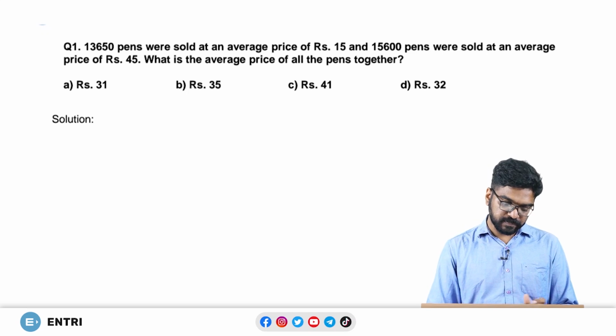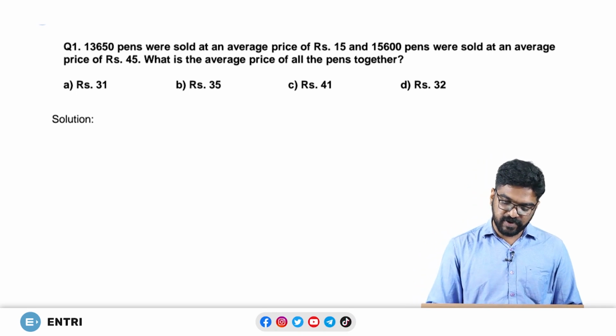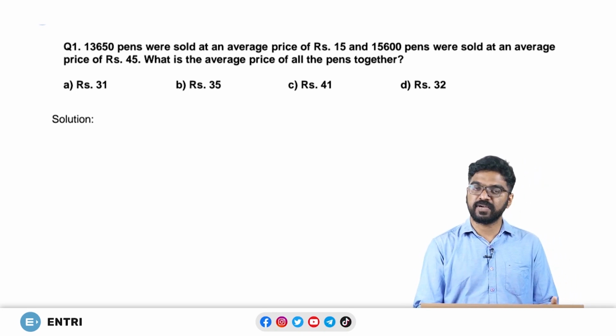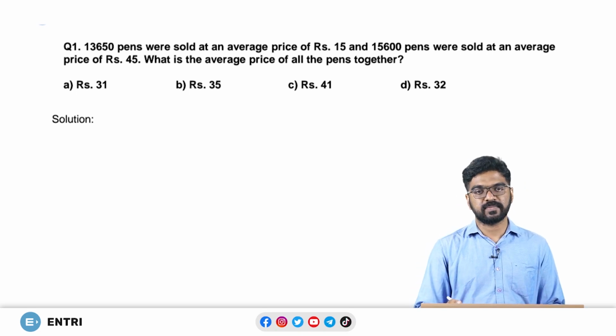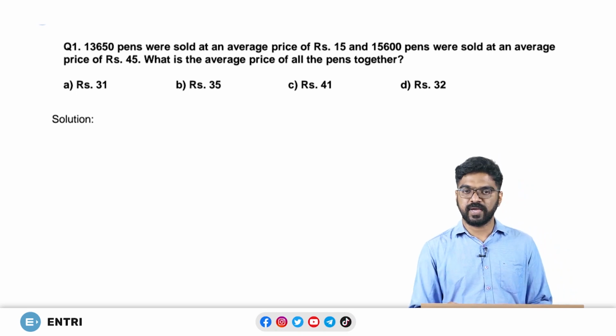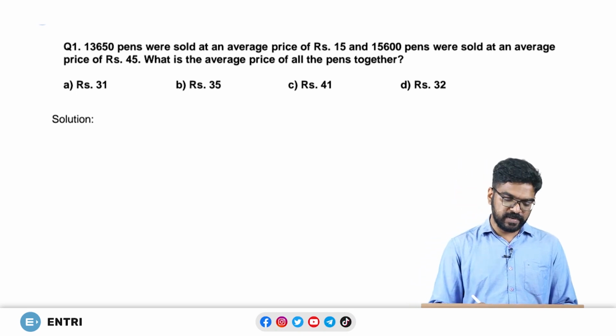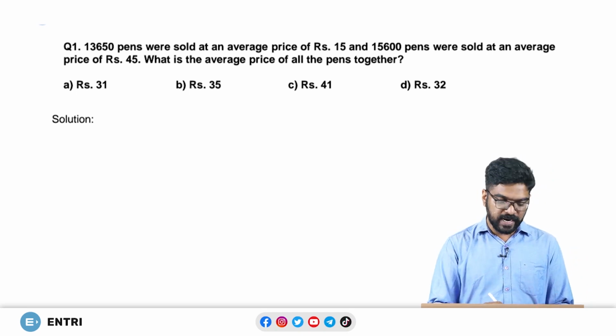13,650 pens were sold at an average price of rupees 15 and 15,600 pens were sold at an average price of rupees 45. What is the average price of all the pens together? So I have to calculate the average price of the entire pens together. By the weighted average principle, we need to calculate the total price of the entire pens. And how will you do that?